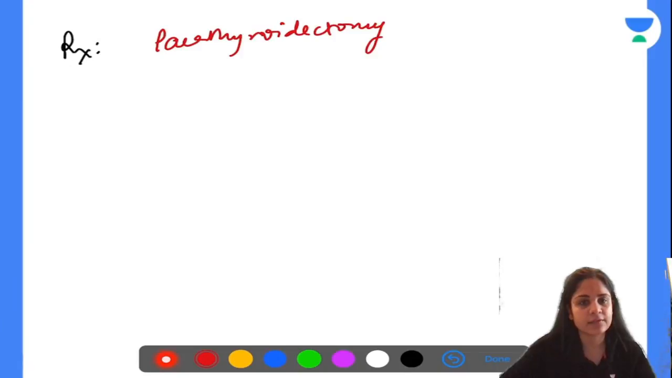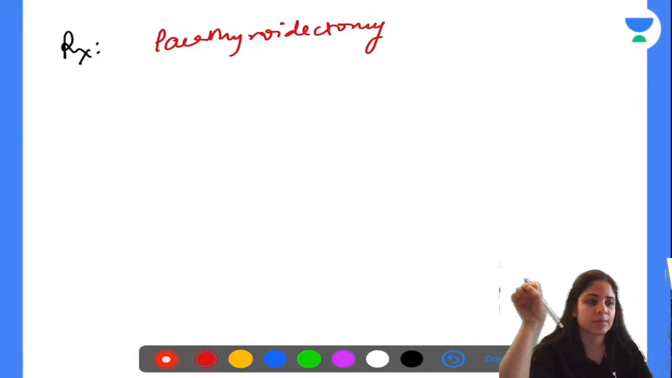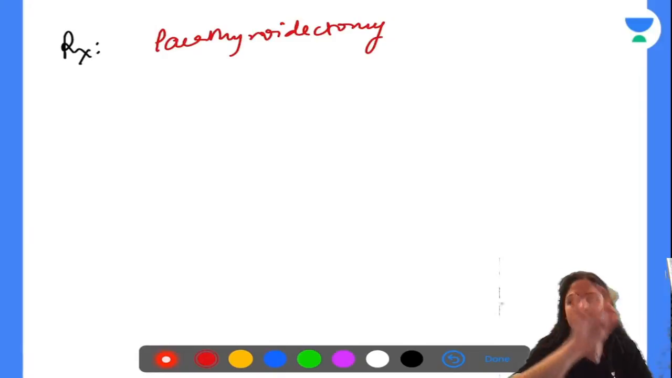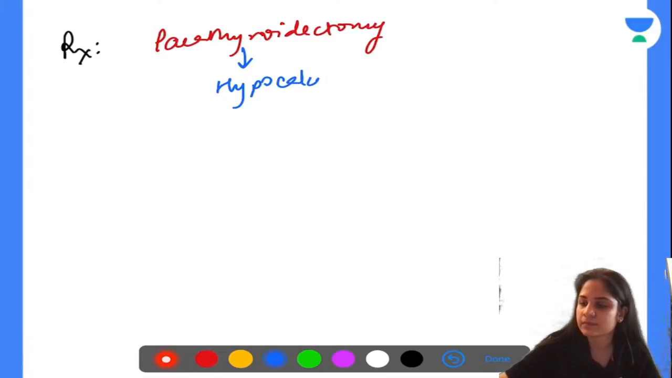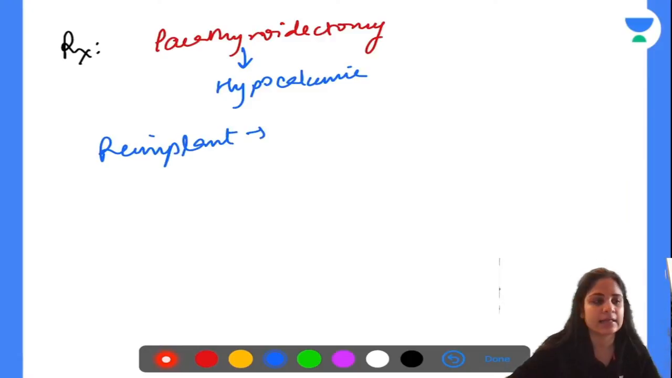Okay, I will remove only the one which has the adenoma. Okay, suppose I have to remove all the four glands. Suppose there is adenoma in all four glands or parathyroid hyperplasia present in all four glands. Now, I have to do a total parathyroidectomy, but this patient can have hypocalcemia because of that. Right? So, I will re-implant some of my parathyroid gland in that case.